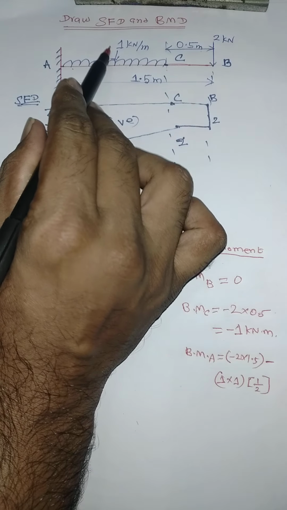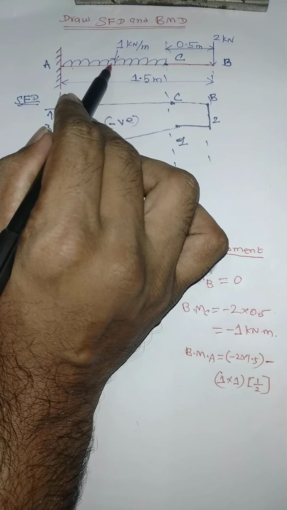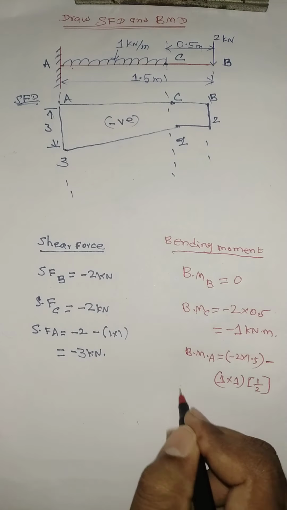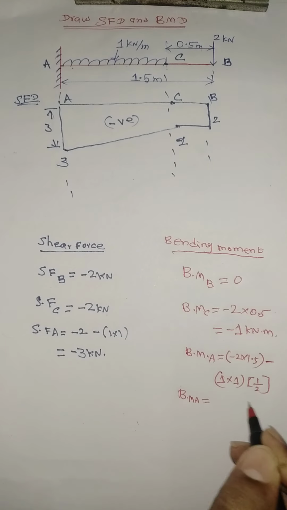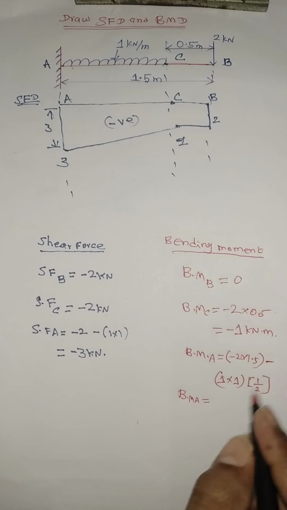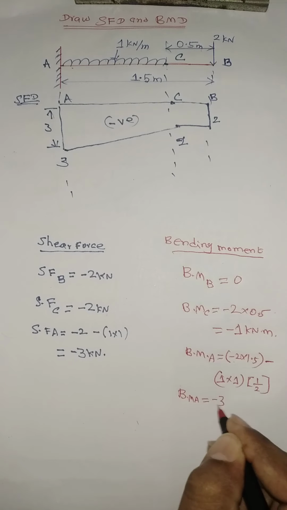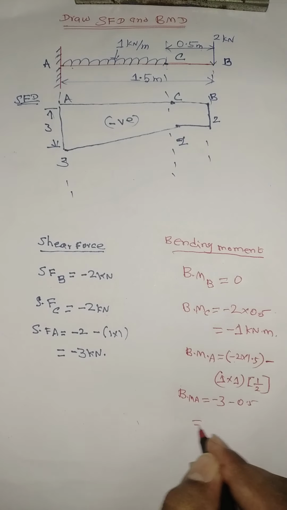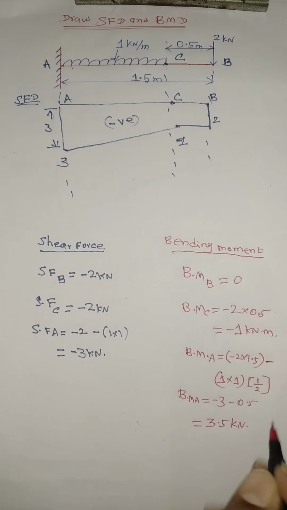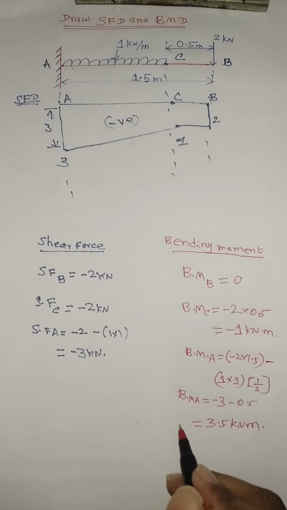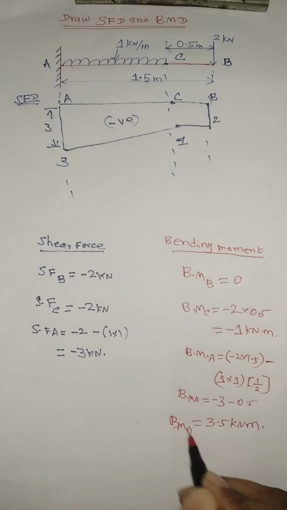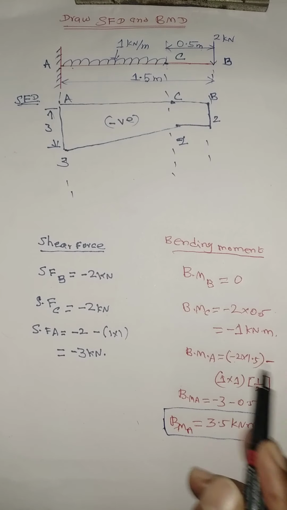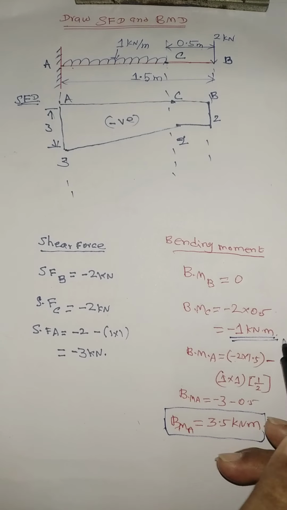So 1 into 1 is converted to a point load, and the distance is half, 1 by 2. So the bending moment at A is equal to minus 2 into 1.5, which is minus 3, minus 1 into 1 into 1/2, which is minus 0.5, so equal to minus 3.5 kilonewton meter. This is the bending moment at point A, along with the bending moments at C and B.